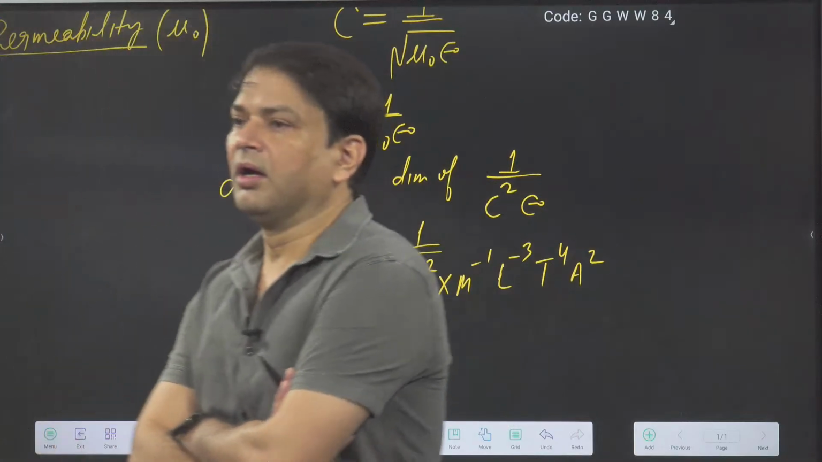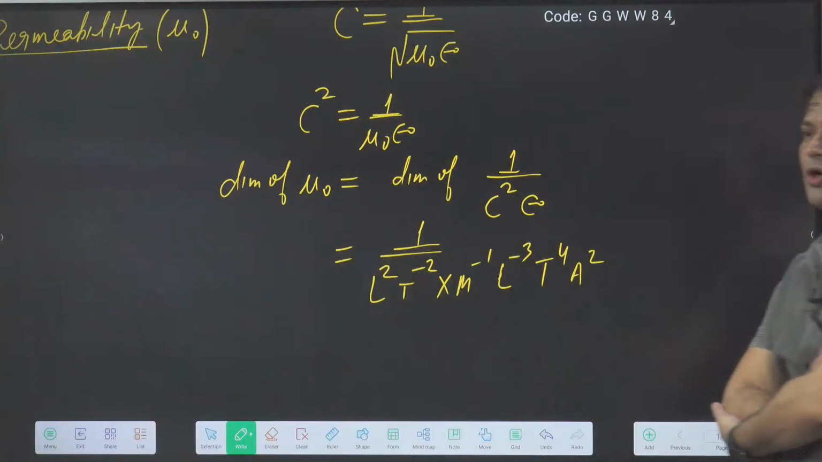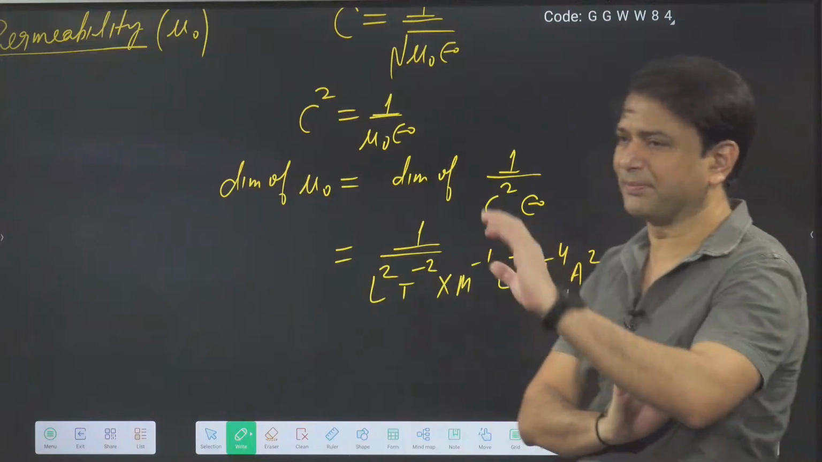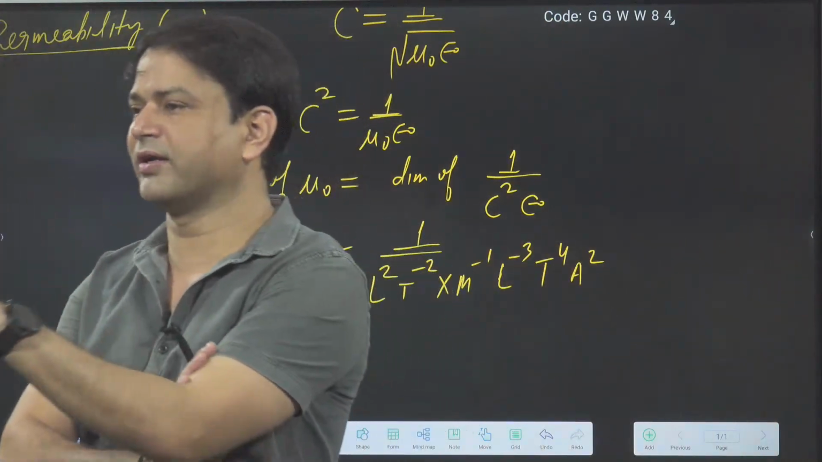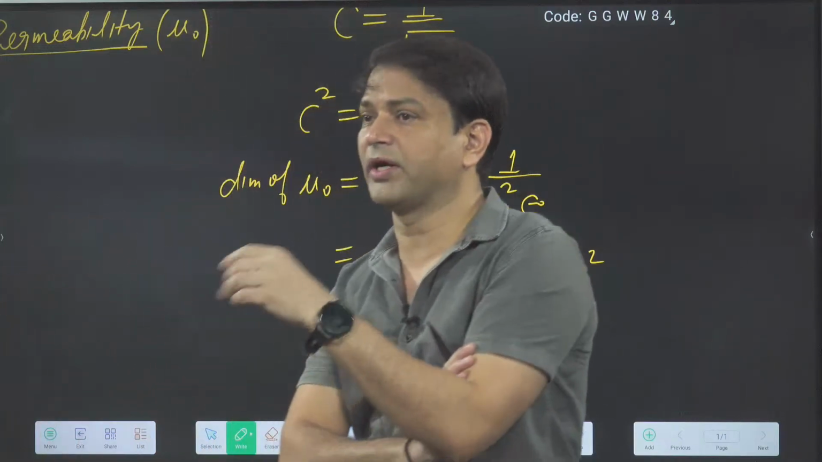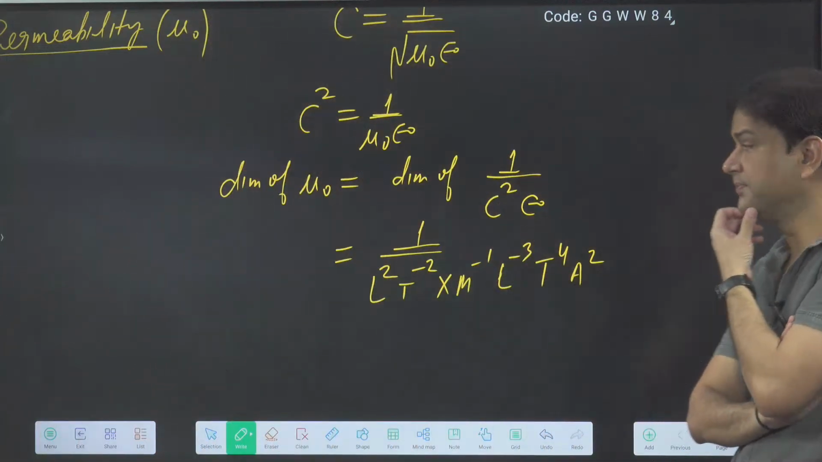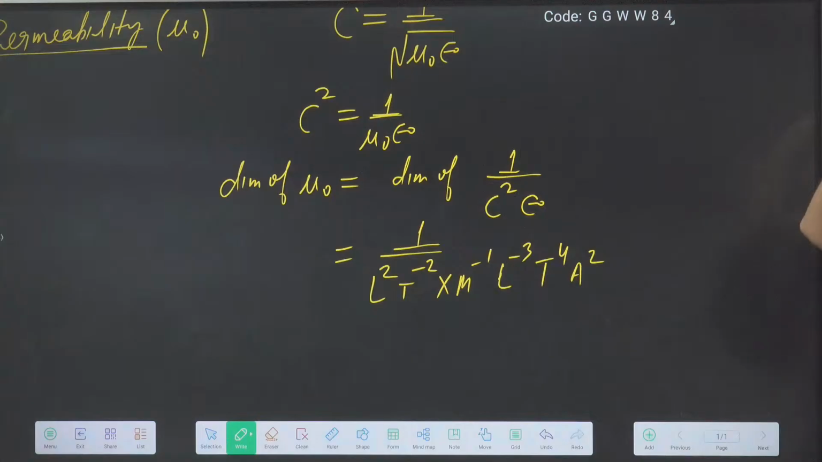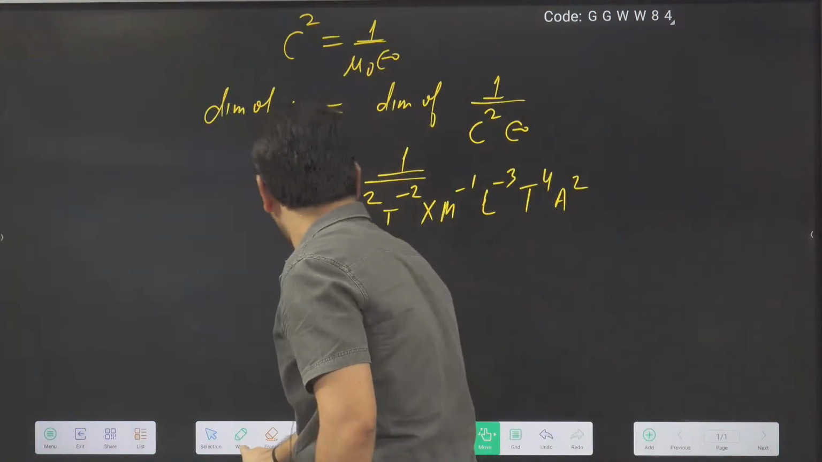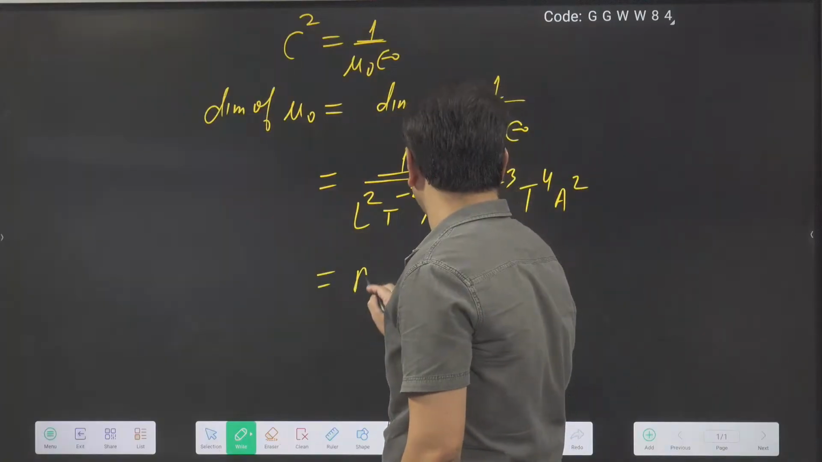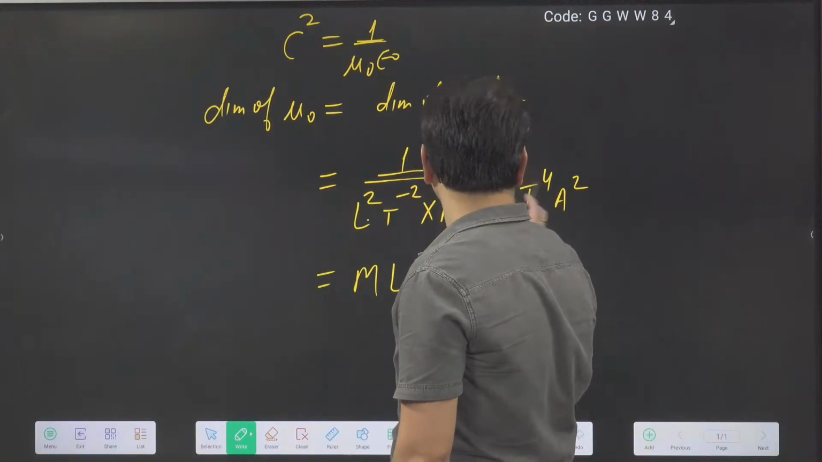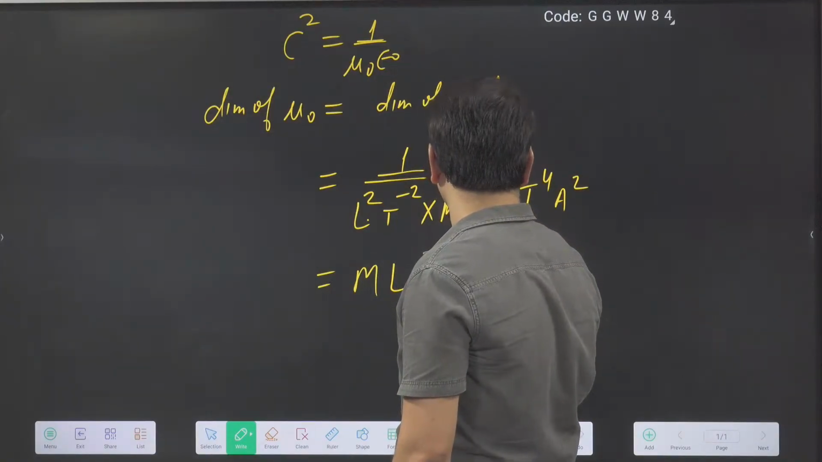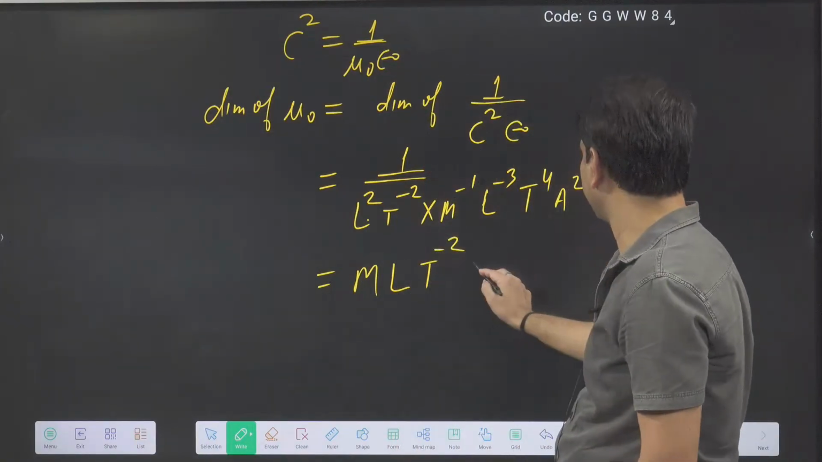Completed? Okay, so this way we can get the dimension of mu naught, because if for mu naught you write some other formula separately and then find the other unknown in it, it will take time. So this is the way that we can find the mu dimension. Okay, everybody got? Then what is the dimension? M minus 1, then it will be M. L2, L minus 3, L minus 1 remaining, so L. Then T minus 2, T4, then you will get T square, means T minus 2. And then here A minus 2.